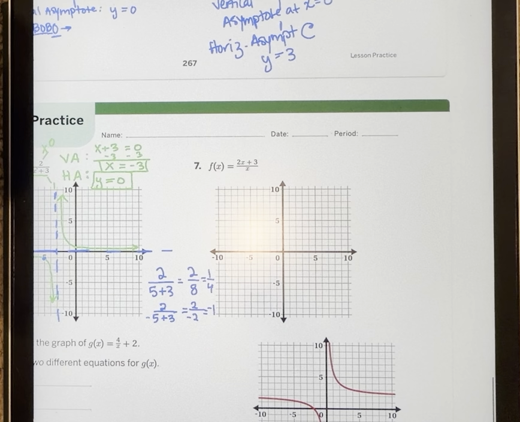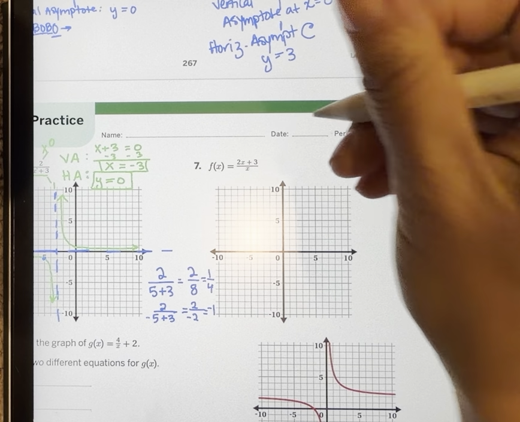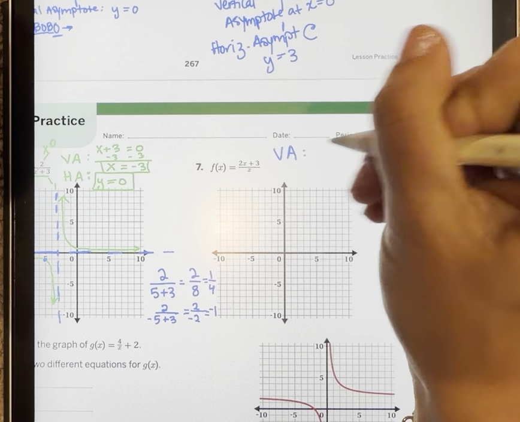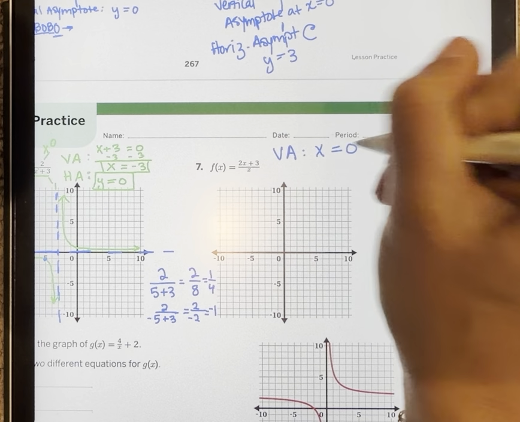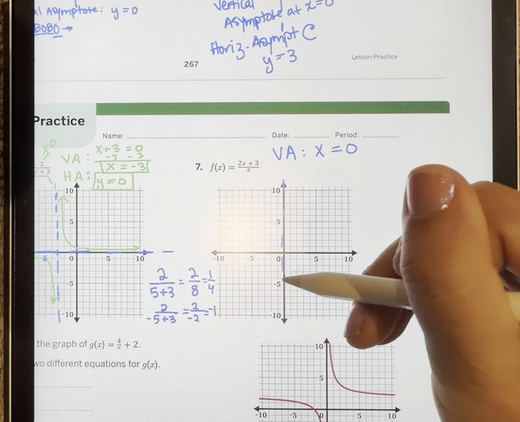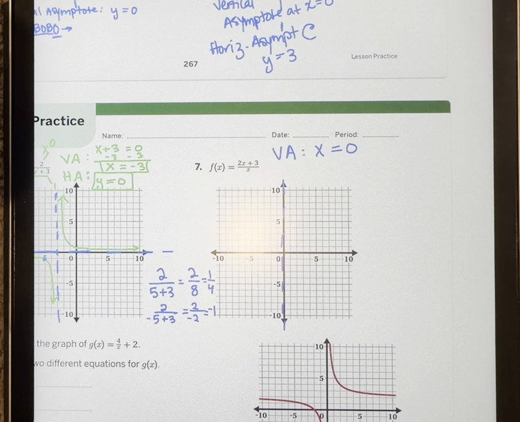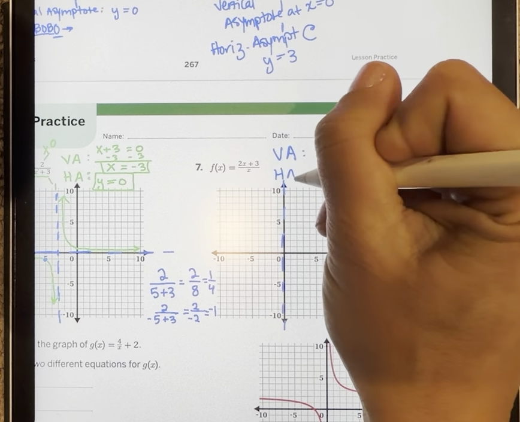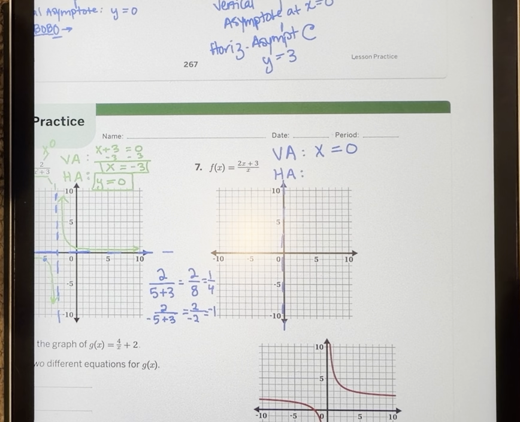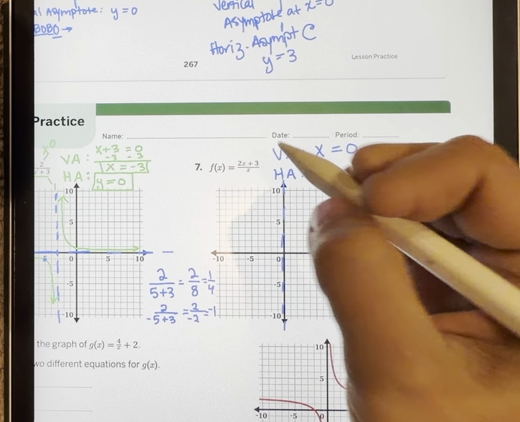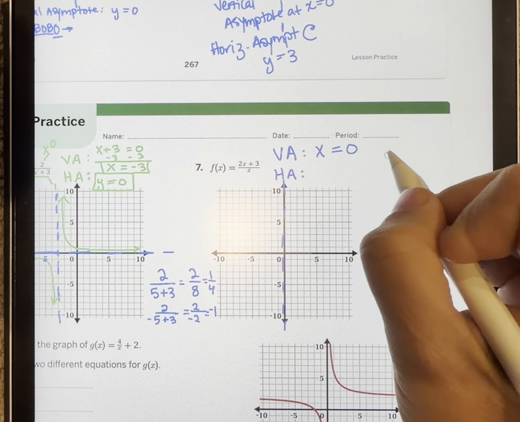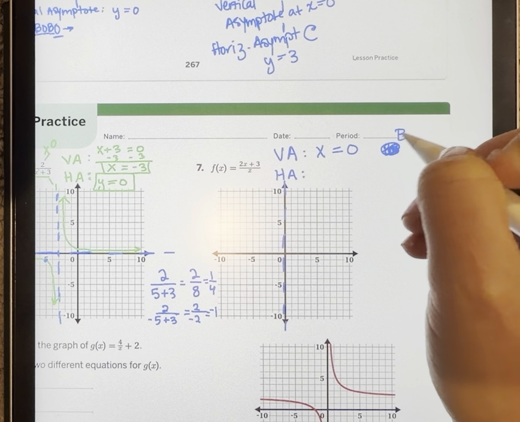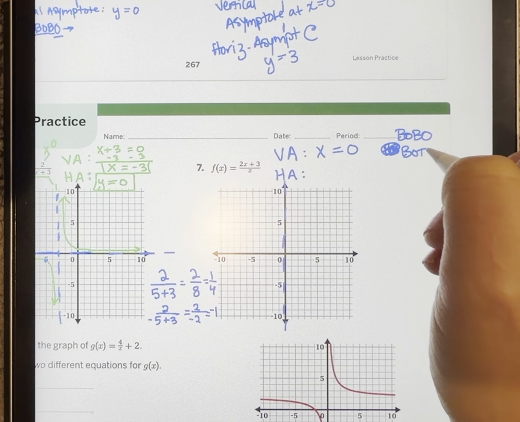Okay, last one. Last one of the sketches. Let's go. The vertical asymptote is where the denominator, which is x, equals 0. Done. There's my vertical asymptote. Okay, horizontal asymptote is where we talk to Bobo.